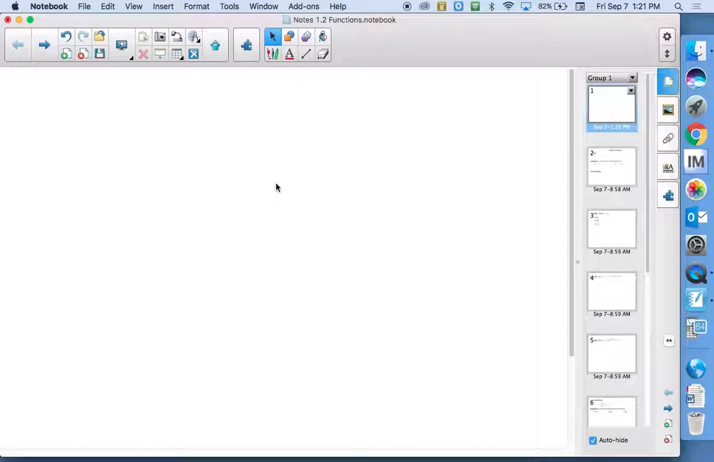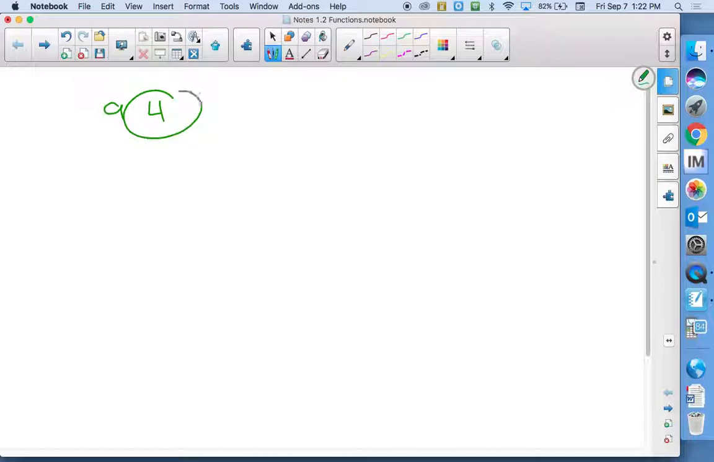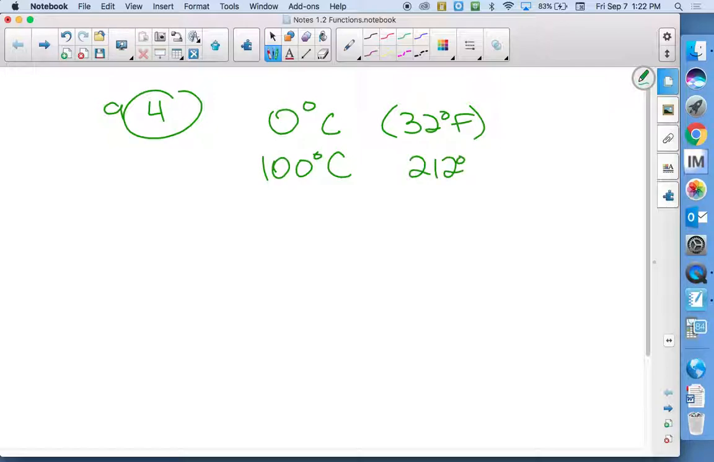94, recall, in case you didn't remember, hopefully at least the first one you remember, that water freezes at 0 degrees Celsius or 32 degrees Fahrenheit. So hopefully that's the one you remember. So we have 0 degrees Celsius and 32 degrees Fahrenheit. And then they tell you that it boils at 100 degrees Celsius or 212 degrees Fahrenheit.